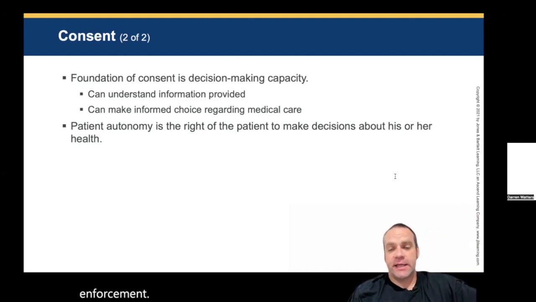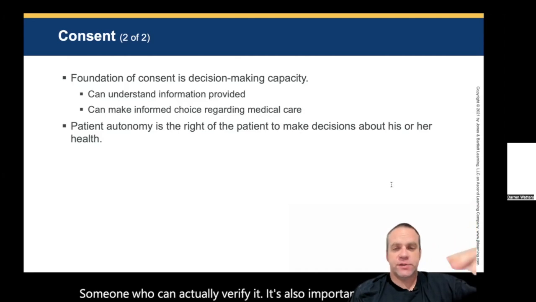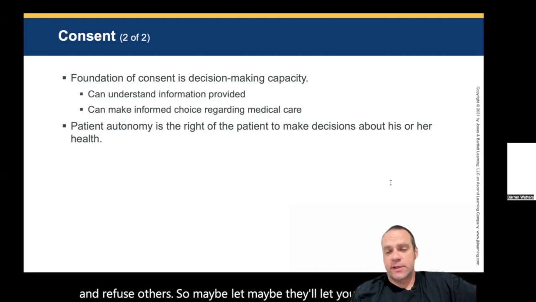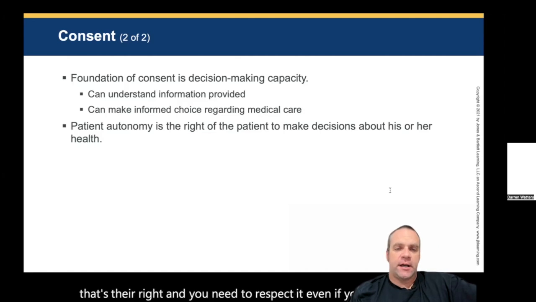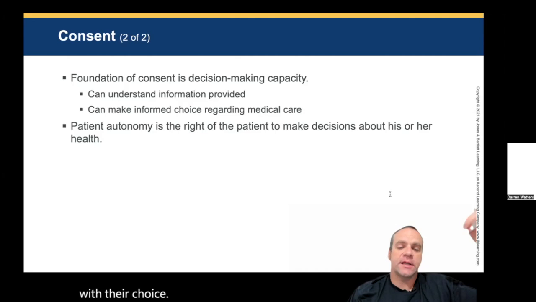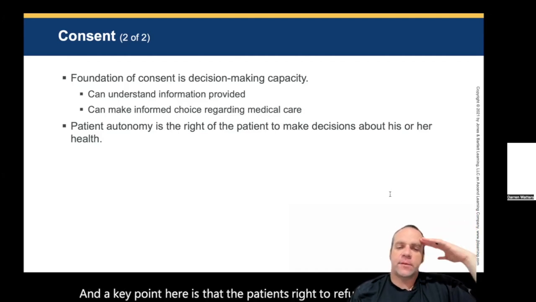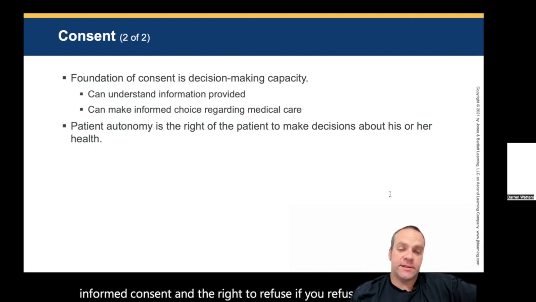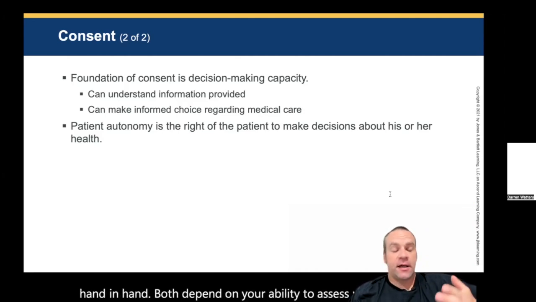It's also important to understand that a patient can give consent to certain treatments and refuse others. So maybe they'll let you check their blood pressure, but not transport them to the hospital. And that's their right, and you need to respect it, even if you disagree with their choice. A key point here is that the patient's right to refuse treatment is going to be discussed later in this chapter. But remember that informed consent and the right to refuse go hand in hand. Both depend on your ability to assess whether the patient truly understands what's at stake.